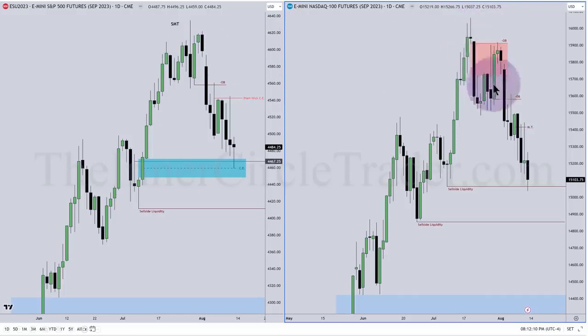Then we have an imbalance here. The market trades up into it, spends some time in that range, and then finally breaks away. This volume imbalance here and here, the volume imbalance can act much like a breakaway gap.